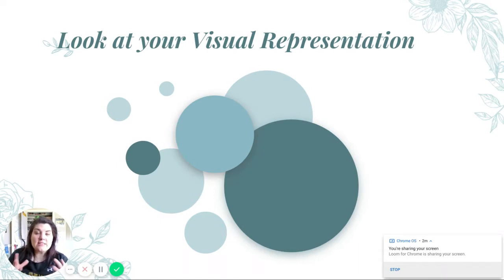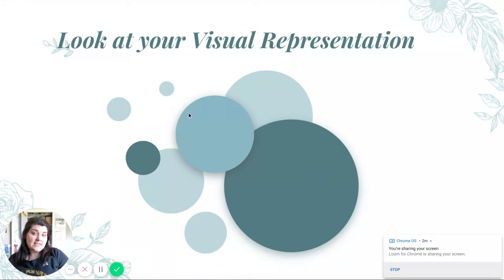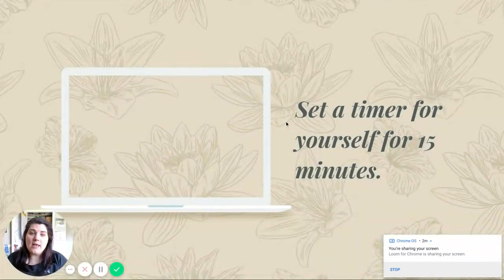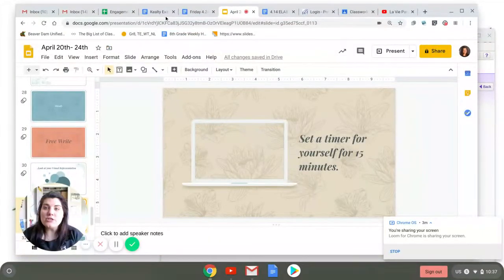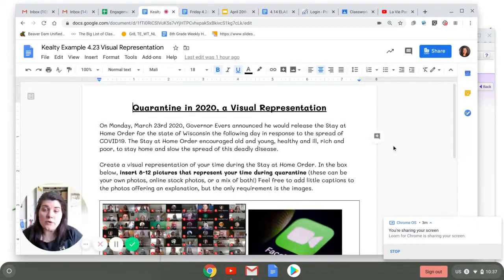And when looking at this visual representation, right, we can see that there are some things that are weighted a little bit more than others by their size, right? So perhaps this big giant circle is more important or more meaningful than this little circle over here. So essentially today you're going to think about the importance of the pieces in your visual representation. And so what you're going to do is you're going to set a timer for yourself for 15 minutes.